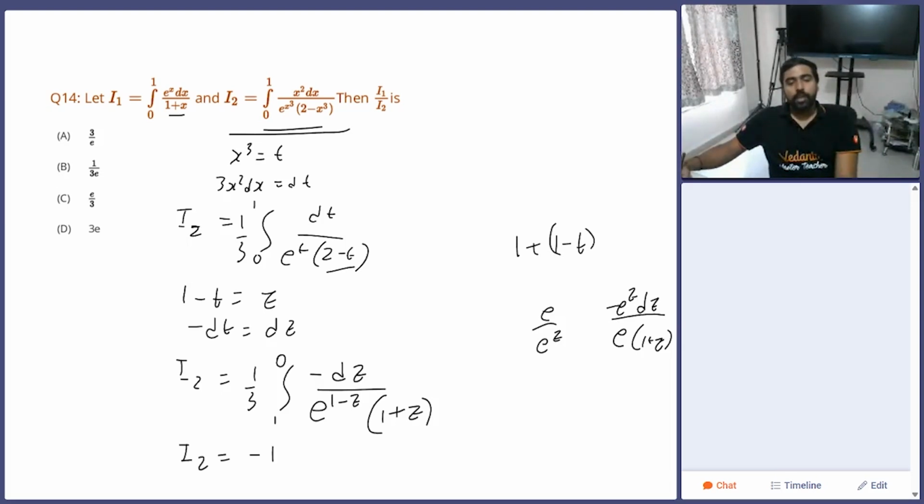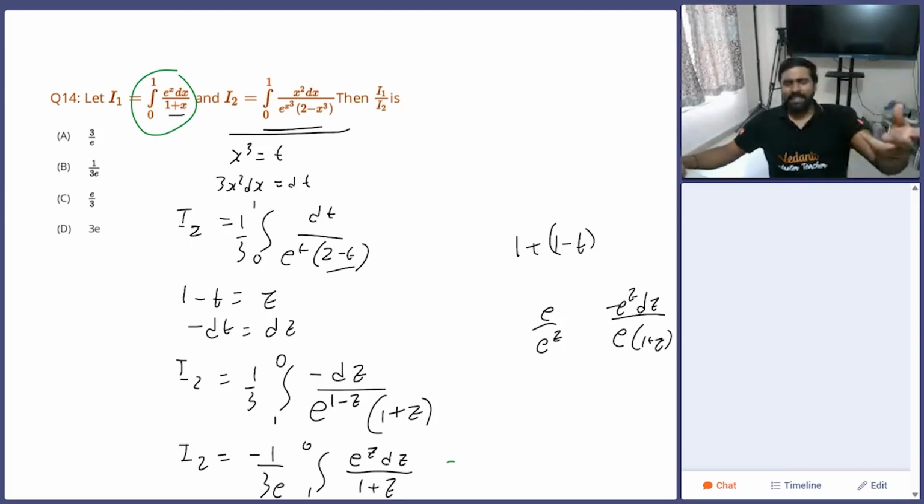So I can say I2 is what? Minus 1 upon 3e into integral 1 to 0 e power z dz divided by 1 plus z, and this is exactly what we are looking for with limits interchanged. So I can just interchange limits by taking the minus sign back inside. So 0 to 1 integral, I can change the variable z to x, my choice, divided by 1 plus x.